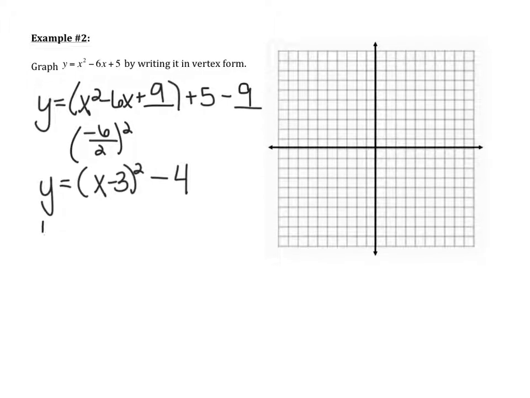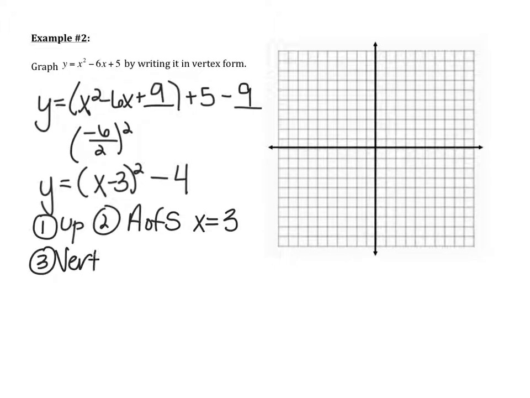So I'll do my 5 steps. I'll first figure out whether I'm going to open up or open down. So this one's going to open up because my a value is 1. Step 2 is my axis of symmetry. That is this value in here. Remember, it's going to be the opposite. So it's going to be x equals positive 3. Step 3 is the vertex. The vertex is that number 3, comma, whatever the number was out here. It became a negative 4 when we subtracted the 9.